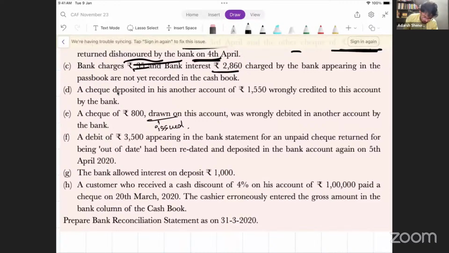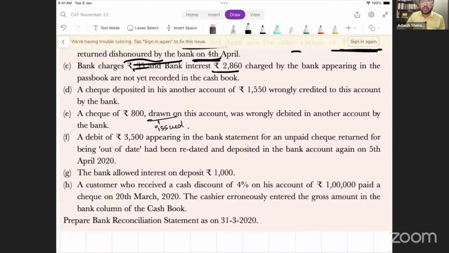See this one, a debit of 3,500 appearing in the bank statement for an unpaid check. This solves your doubt, Shreya. Pay attention. A debit of 3,500 appearing in the bank statement for an unpaid check returned for being out of date had been redated and deposited in the bank account again on 5th April 2020. So there are two types of accounting, okay? For the ones who did not understand Shreya's question earlier, you will get that clarity over here. I'll explain in a little more detail.